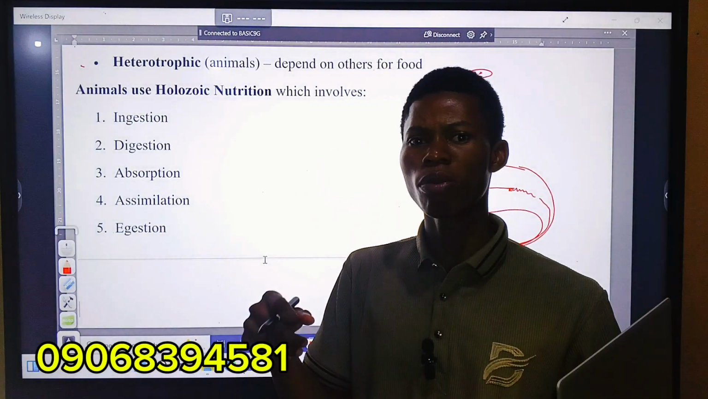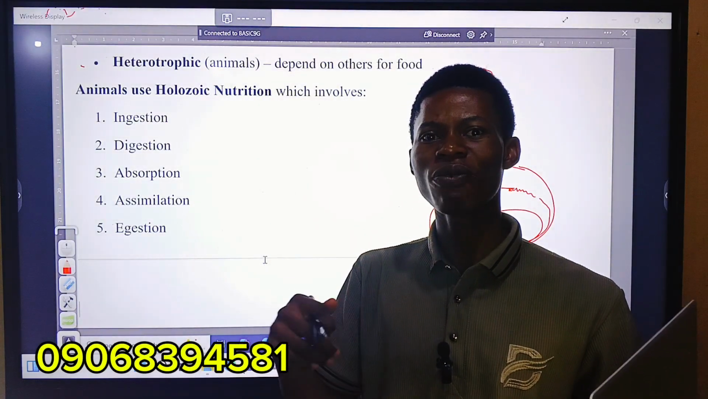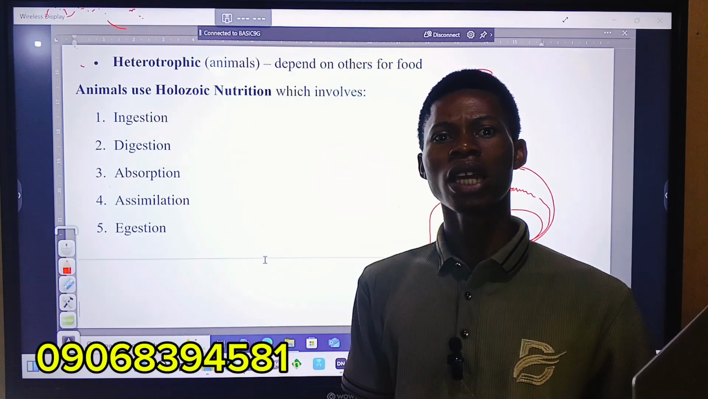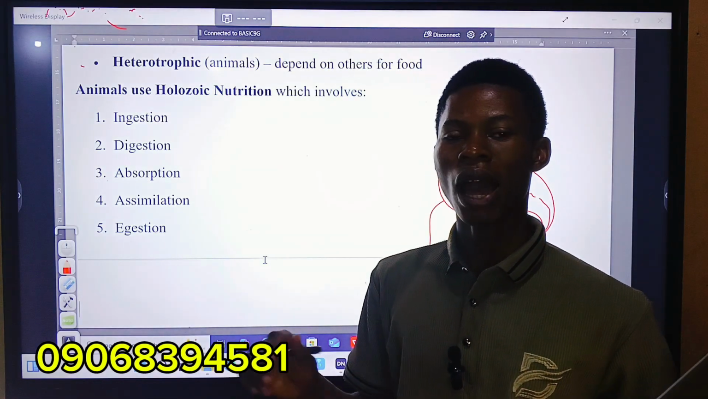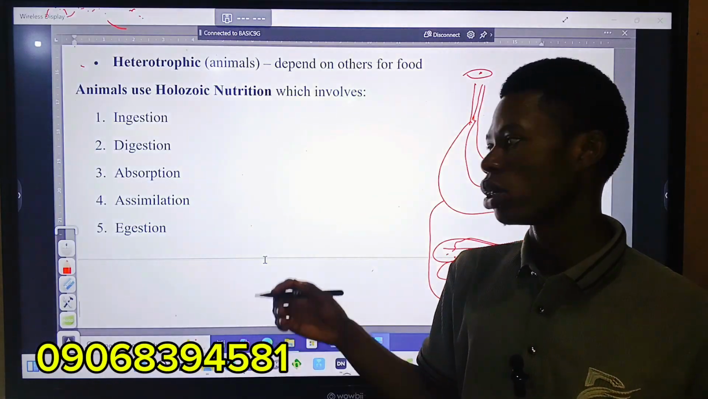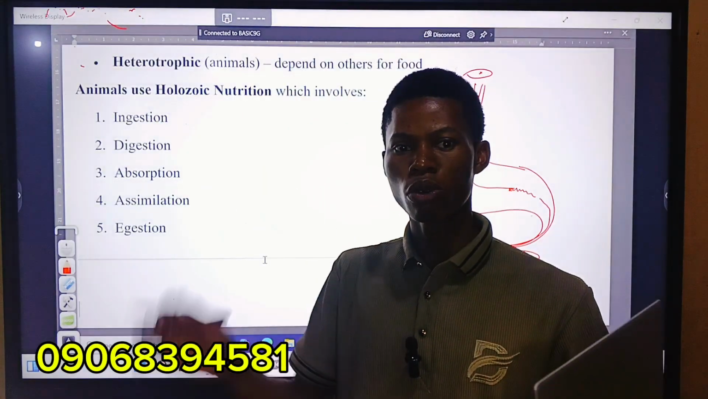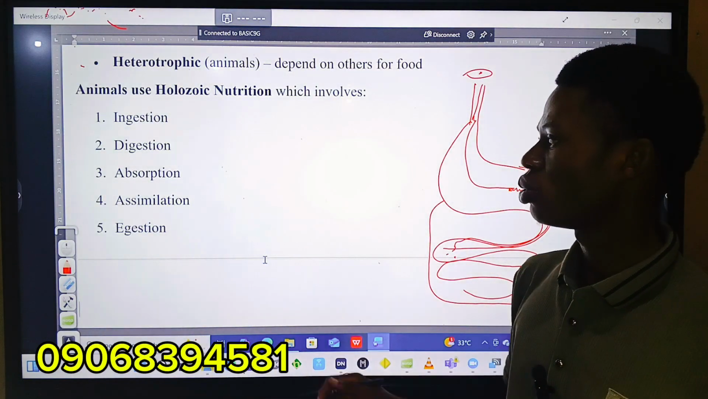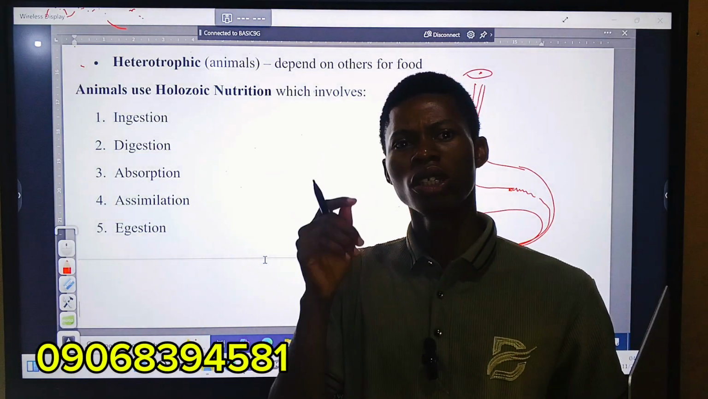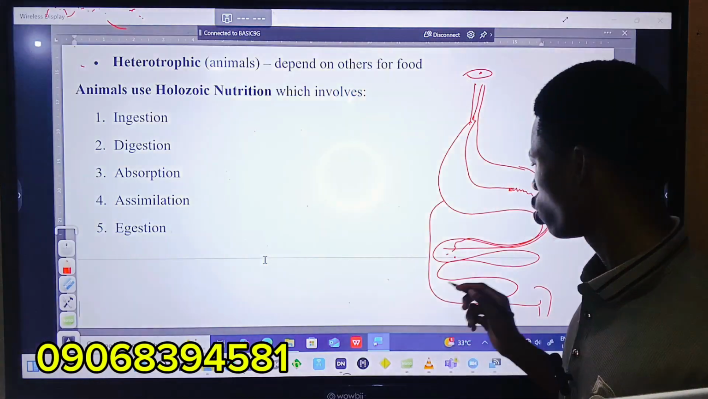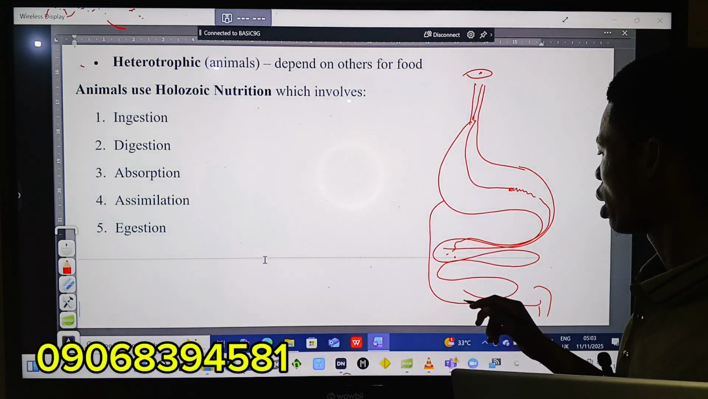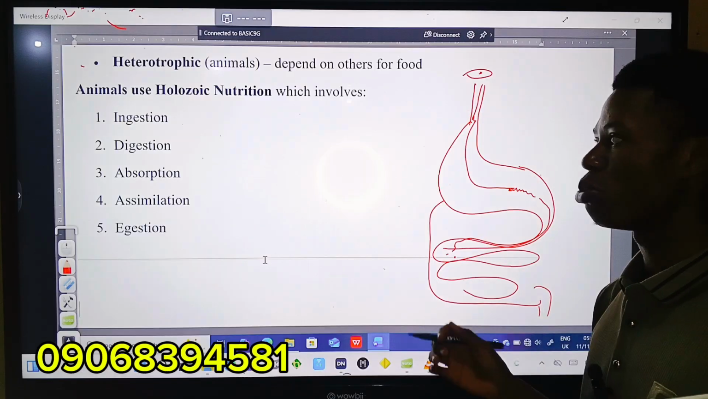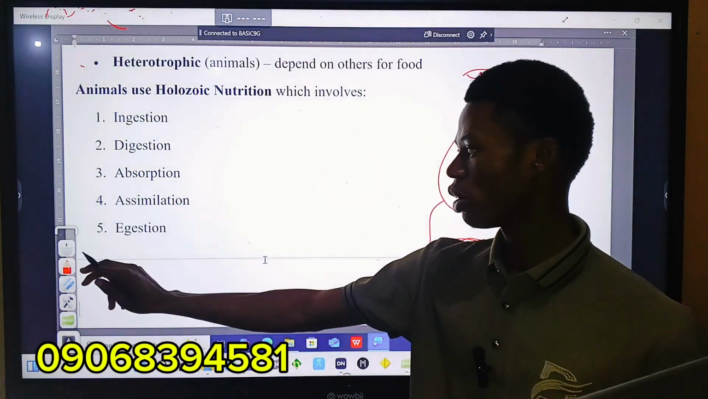Now the nutrients in your bloodstream are converted to different forms depending on the body's need. Like excess glucose can be transported to the liver and stored as glycogen, or the glucose can be broken down to release energy. That is assimilation. Then egestion now, there is undigested food. Those foods that are not digested in the small intestine move into the large intestine and are removed from the body.